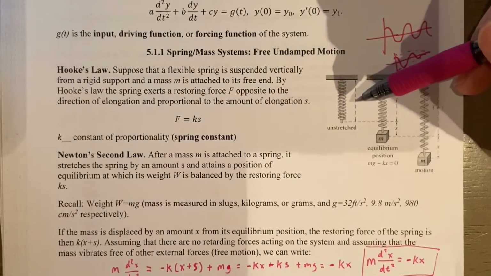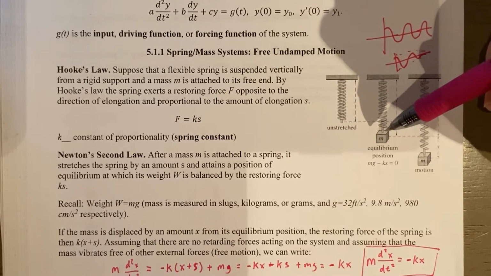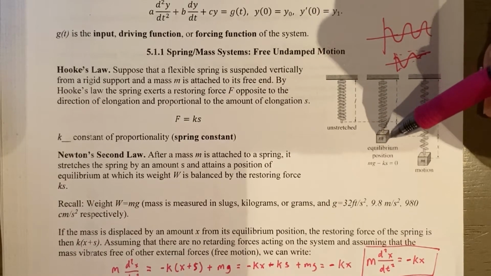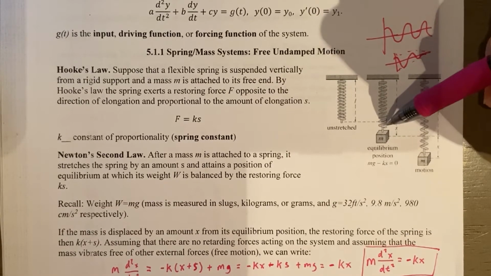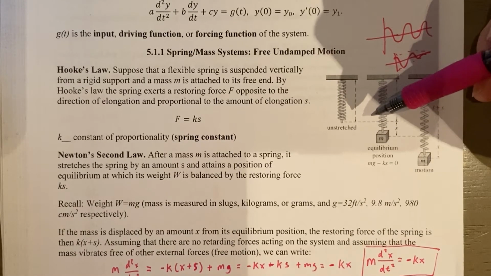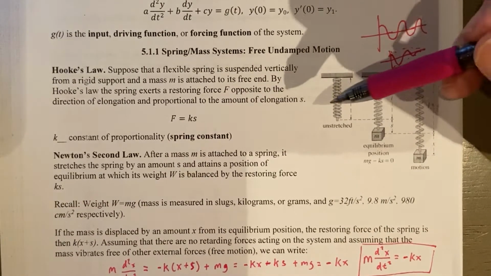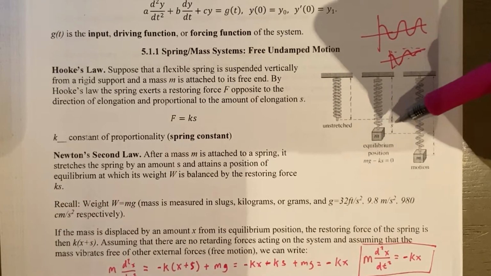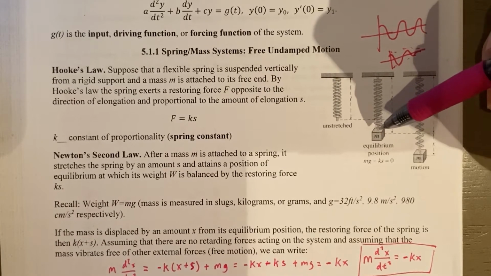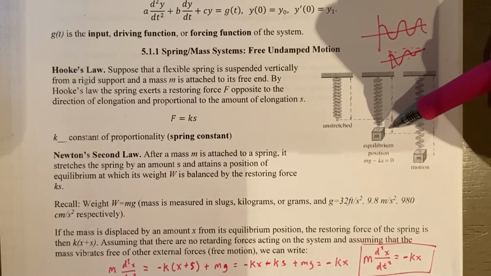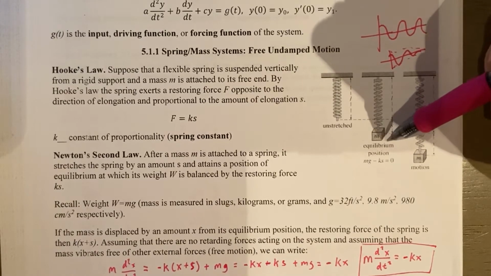So here's the spring unstretched. When we apply the force to it, when we apply the weight to it, it brings it down by a distance of s, and we're going to be able to find our force by multiplying some constant times that distance. That distance s is how far it takes for our weight to bring the spring down to get to an equilibrium position.